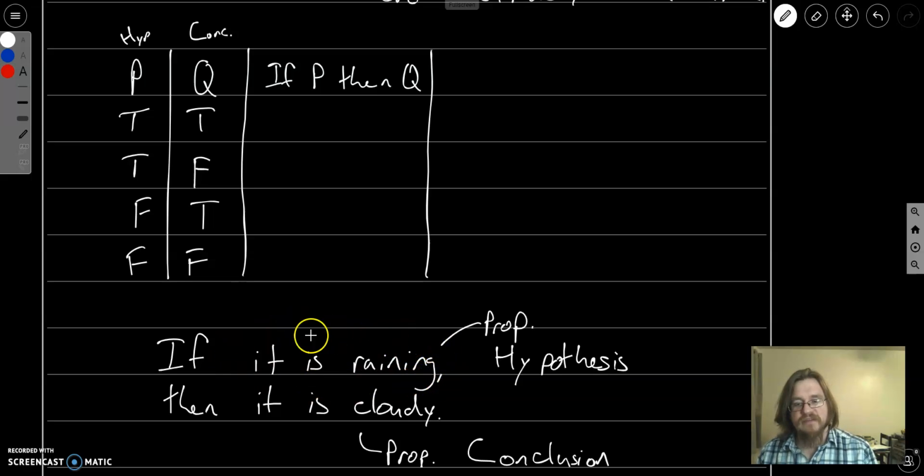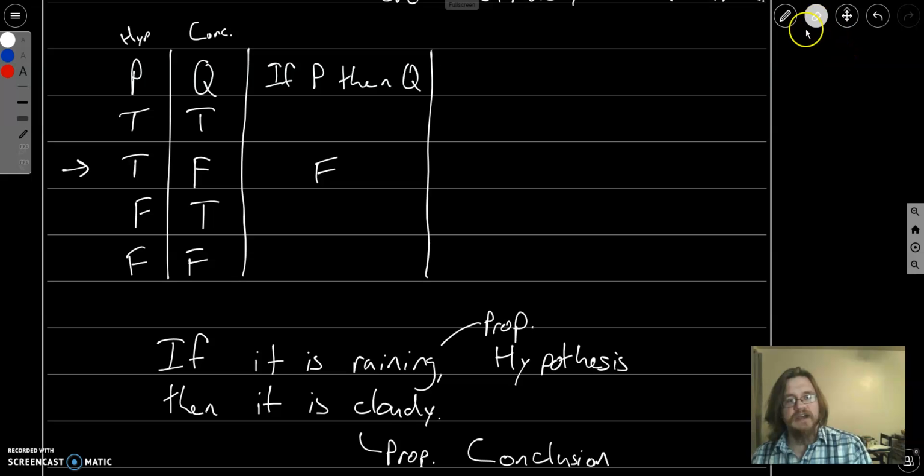The hypothesis had to be true. We had to find a day that it was raining, but it isn't cloudy, so your implication is wrong. So if we ever found a day when the hypothesis was true, but the conclusion was false, our implication is wrong. And the rest of these are maybe a little bit trickier to fill out.